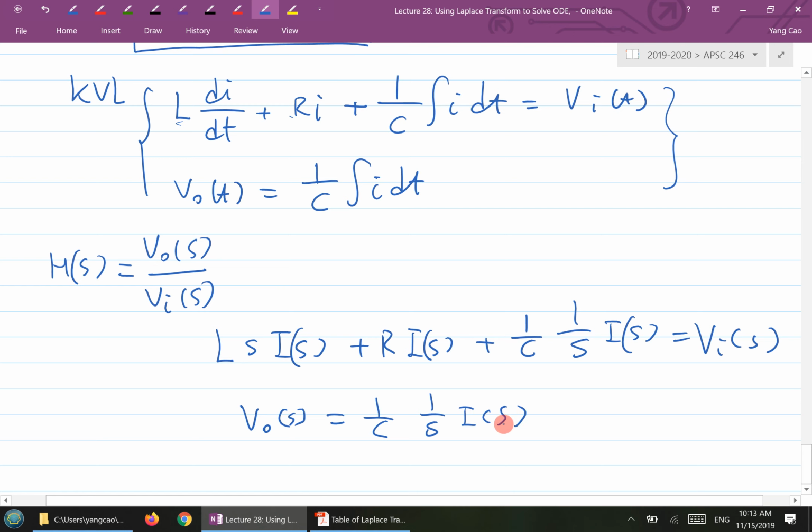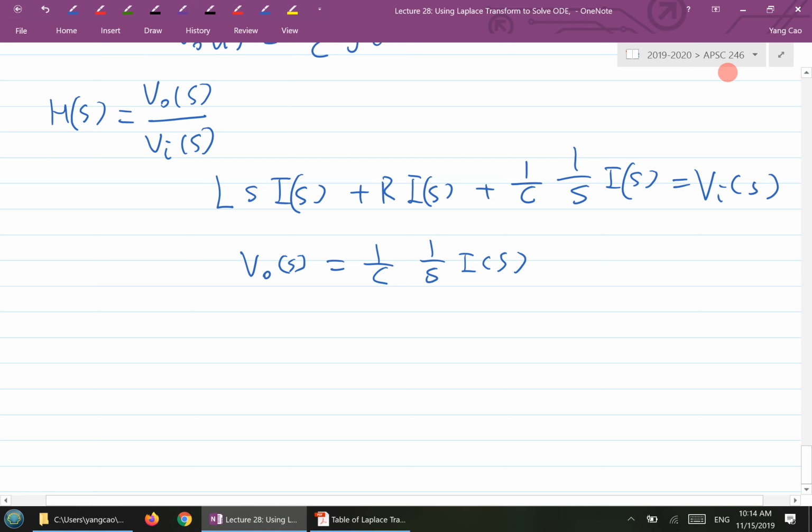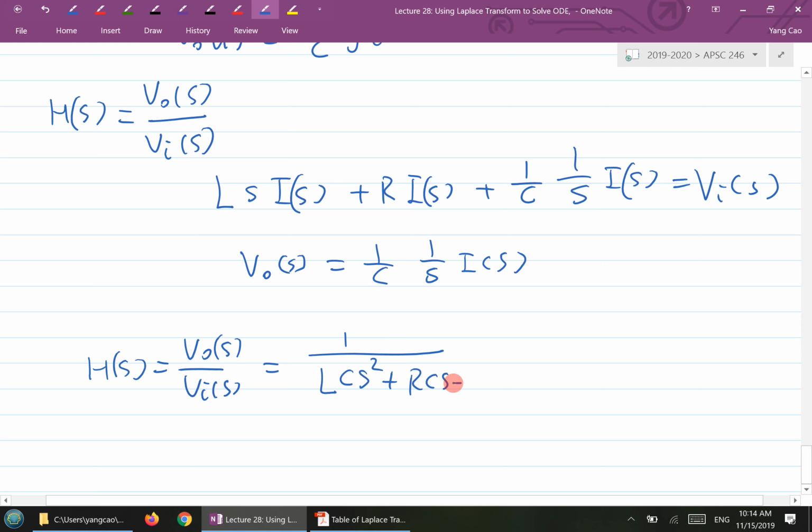So we got I of S from the top here, and then substitute into the second, then you'll get a relationship between VO and VI. Right? So at the end, you get your H of S, VO over VI, and that's 1 over LCS squared plus RCS plus 1. So that's the Laplace, that's the transfer function of that RLC circuit.